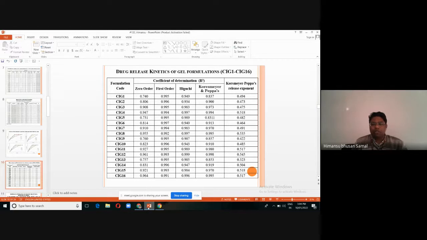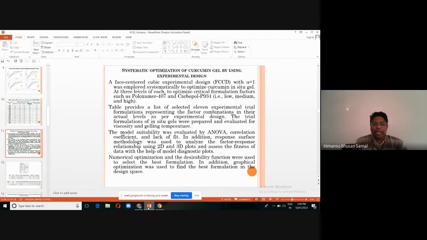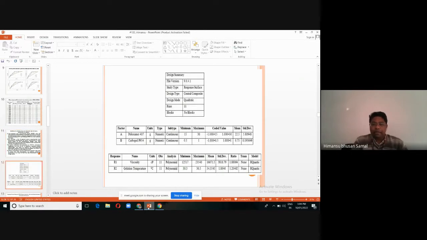And if you see the Korsmeyer-Peppas model, the release exponent is found to be equivalent to 0.5. That indicates the drug release mechanism is Fickian. Then from all the above, we can take Poloxamer 407 and Carbopol 934 as the independent variables for the selected responses, that is viscosity and gelation temperature. So this is the optimization.